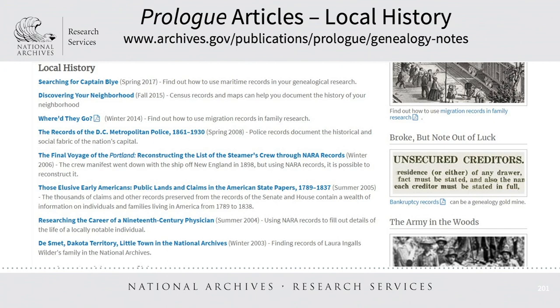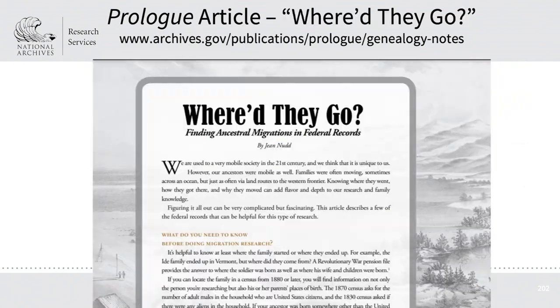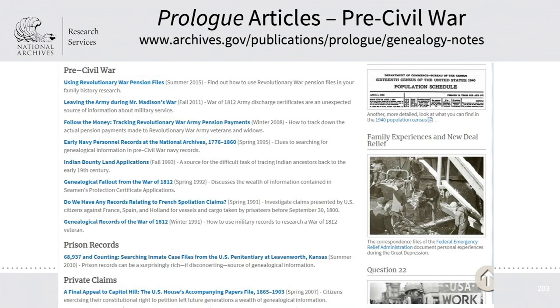And under the local history topic, here's an article called Discovering Your Neighborhood on using census and maps to understand an ancestor's neighborhood. And here's an article called Where'd They Go? Finding Ancestral Migrations in Federal Records. There are also articles on pre-Civil War records and on the Revolutionary War and War of 1812. There's one here on French spoliation claims. If you had an ancestor who had cargo taken by privateers from France, Spain, or Holland before 1800, perhaps they made a claim. So there are lots of interesting articles to learn from.